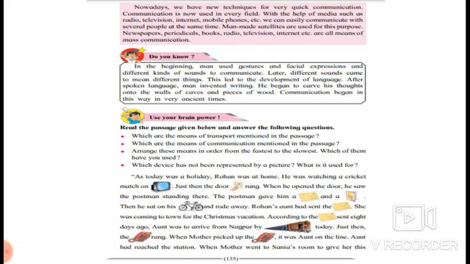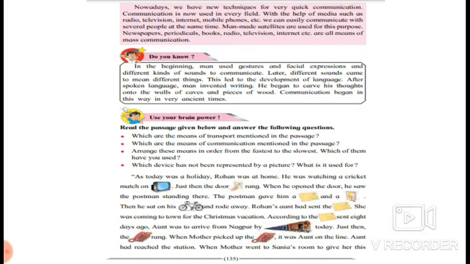Do you know? In the beginning, man used gestures and facial expressions and different kinds of sound to communicate. Later, different sounds came to mean different things. This led to the development of language. After spoken language, man invented writing. He began to carve his thoughts onto the walls of caves and pieces of wood.